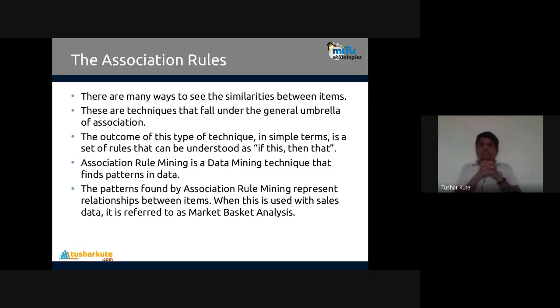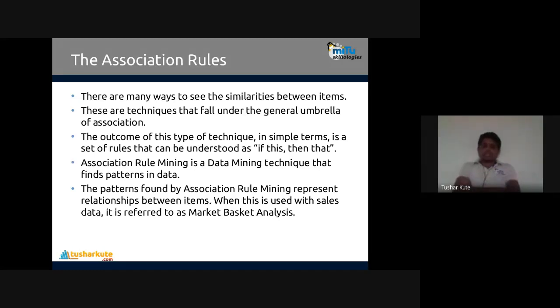First of all, what is the meaning of association rules? There are many ways to see similarities between the items, multiple different goods that we have. We have a set of elements with us. We have to check the similarity between them. A technique which is used to find the similarity between the items is called the associations. It's falling under the umbrella of association, and with the help of association, we generate the rules that we term as the association rules.